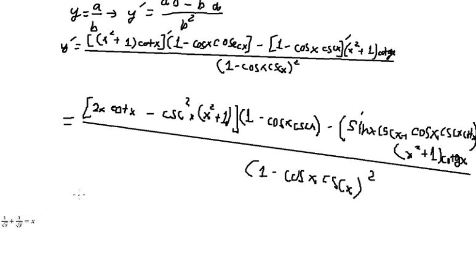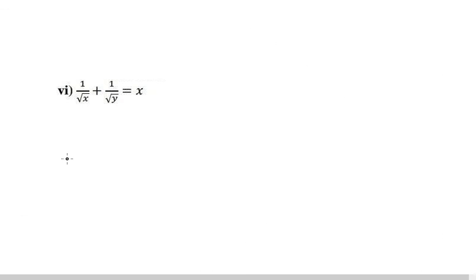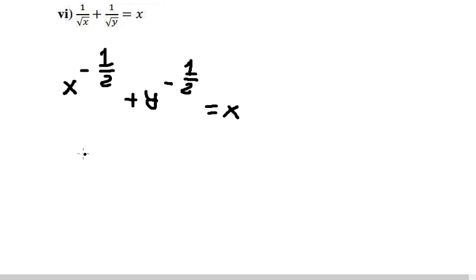Now we go to the last one. This one we can write as s to the power of negative 1 over 2. This one is similar. Now, if we do the first derivative for both sides, we have negative 1 over 2 s to the power of negative 1 over 2 minus 1. We have negative 3 over 2.